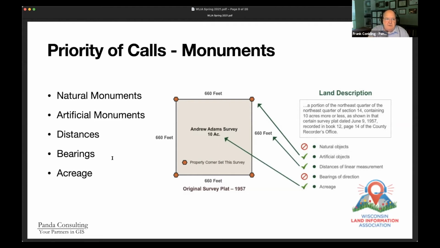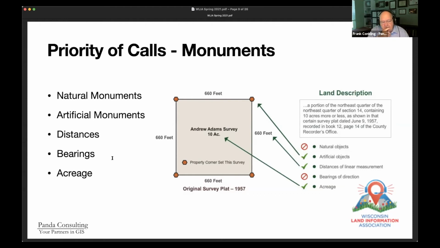So for example, if I have something that says to the river, it doesn't matter what anything else says, it means to the river. Same way, if I have something that says beginning at this corner marked by this monument, or this corner as originally shown, that holds above bearings and distances or anything else.